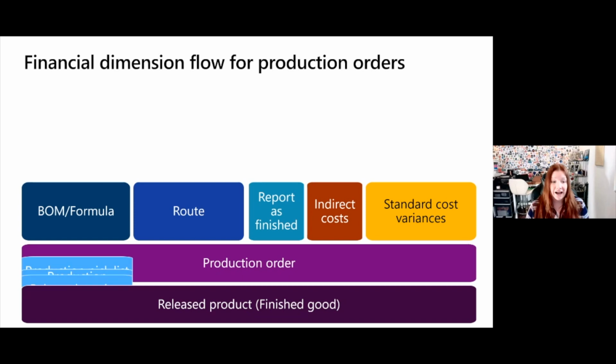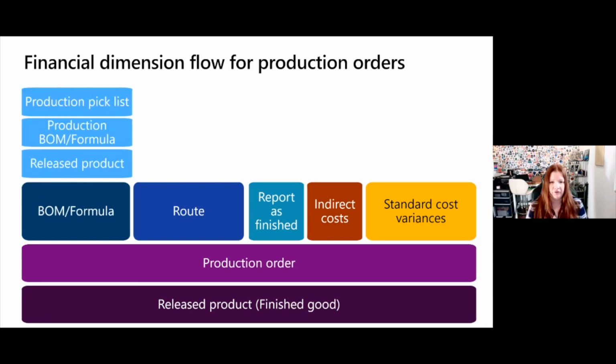If you did not specify a dimension on the release product for the finished good, the production BOM or formula lines will use the financial dimensions on the release product for the raw materials or components. You can override the dimensions on the production BOM or formula lines from the defaults, and the values you specify will be used when posting picking lists. The lines of the picking list journal can also be overridden. If you need to change the dimension values on a specific journal, you can do that as well.